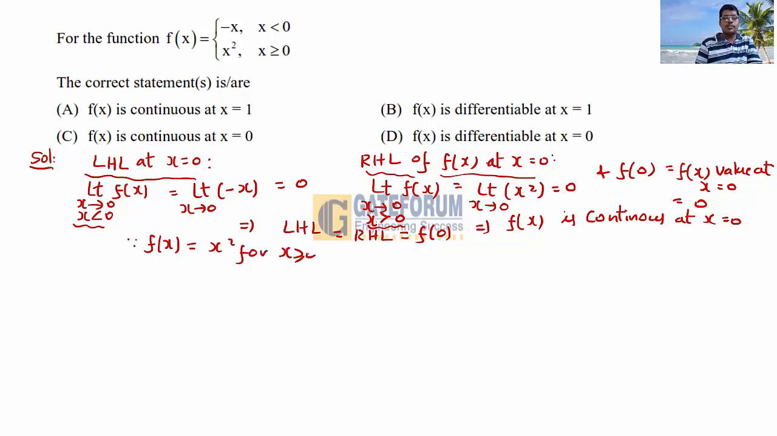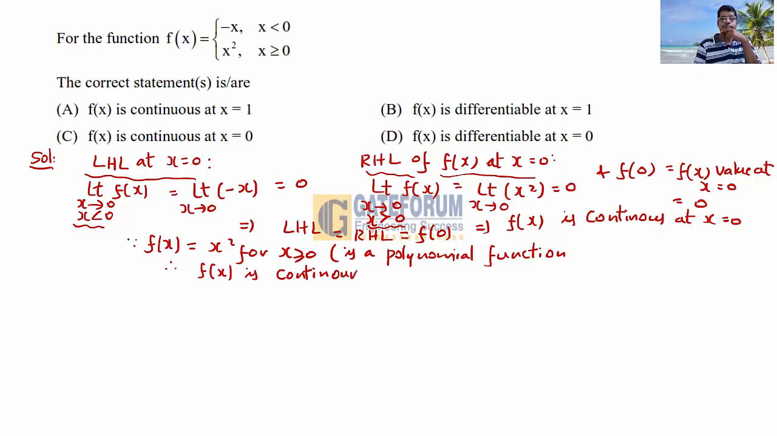Now, since f(x) is equal to x square for all positive numbers including 0, it is a polynomial function. So a polynomial function is always continuous as well as differentiable. Therefore, f of x is continuous. Right, typing mistake.